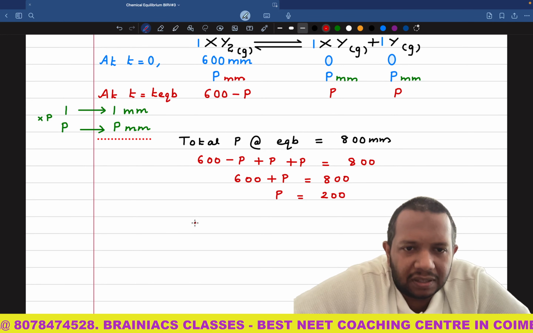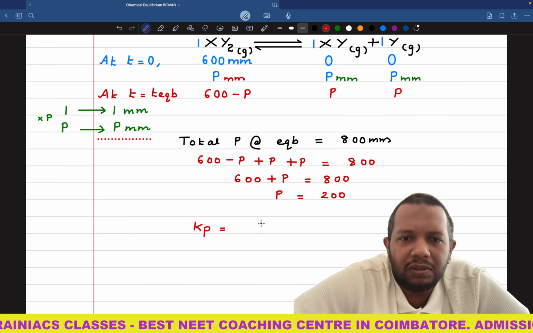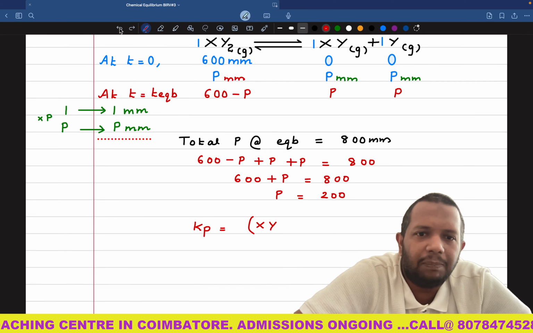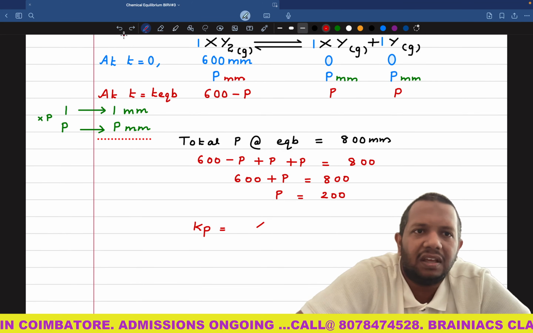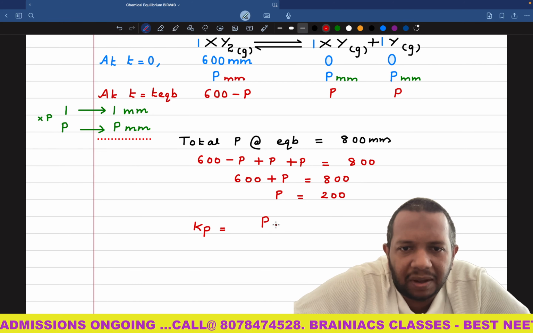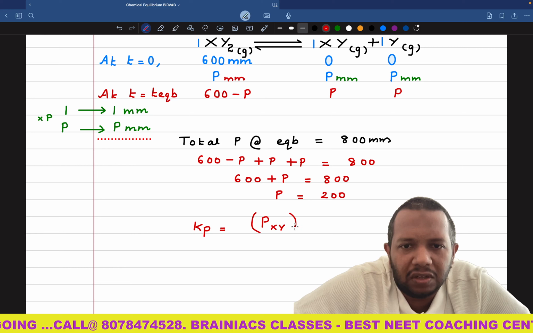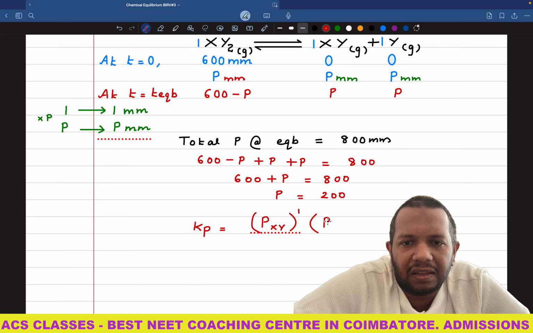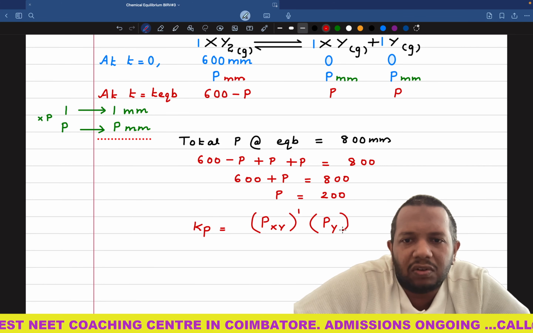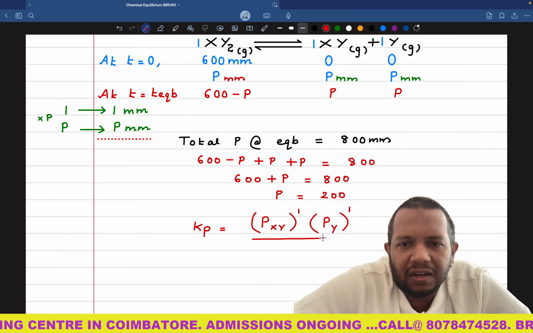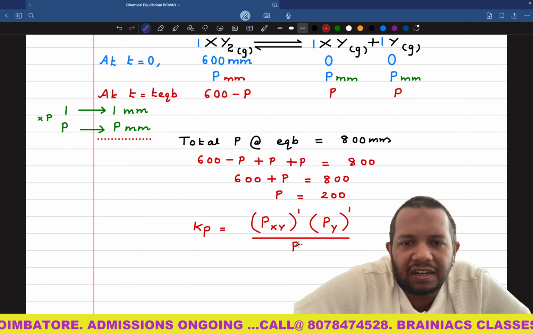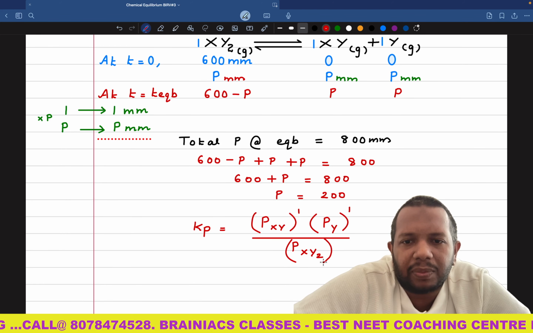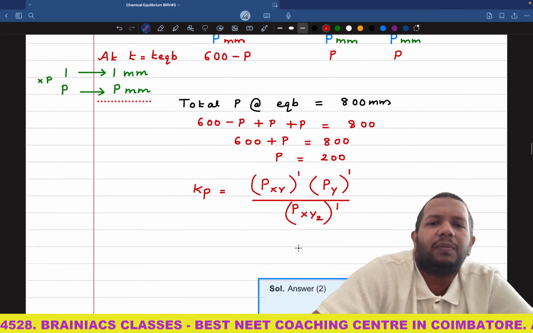So how will you write Kp, sir? Kp is equal to, we know that the product is xy raised to 1. Since we need to find out Kp, we should not write it like this. We should write it as pressure given by xy raised to its stoichiometric coefficient, that is 1, then the pressure generated by y, with its coefficient as 1, divided by the pressure generated by xy2 at equilibrium. Its coefficient is also 1. Now let's substitute that value.